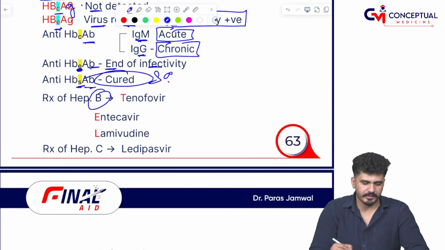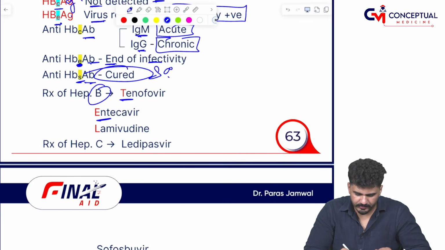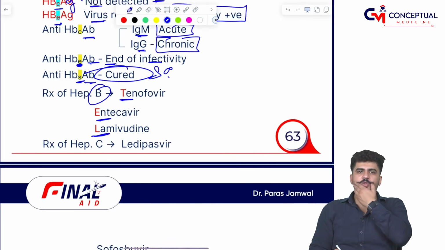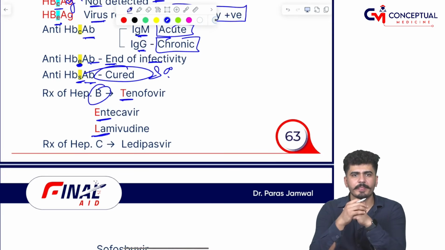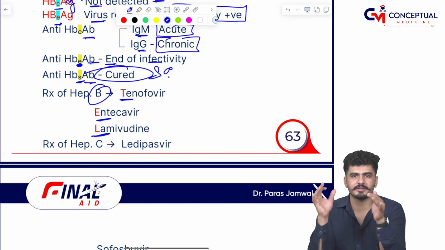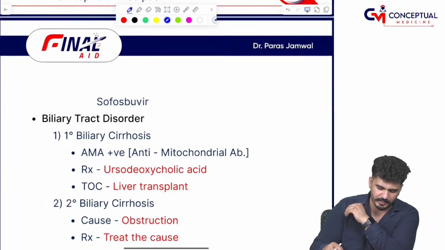Now treatment of hepatitis B, if we have to talk about, sir, tenofovir, entecavir and lamivudine. Okay, so tenofovir, entecavir and lamivudine are the drugs we give, and treatment of hepatitis C is ledipasvir, sofosbuvir. There are some drugs you need to remember just before the exam as a revision part, my dear friends.